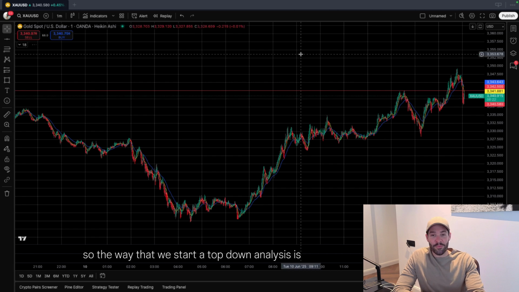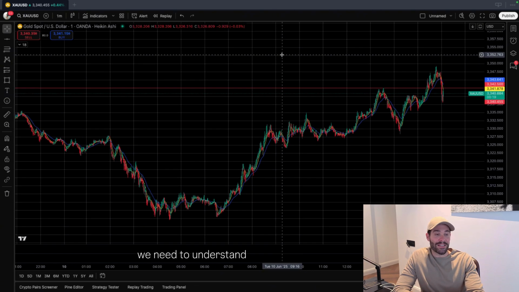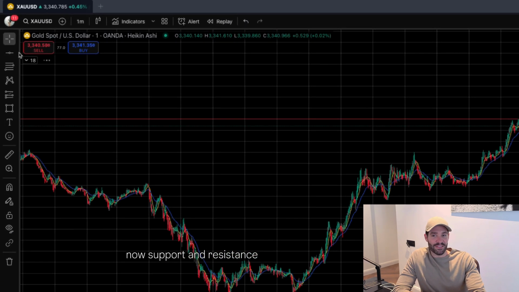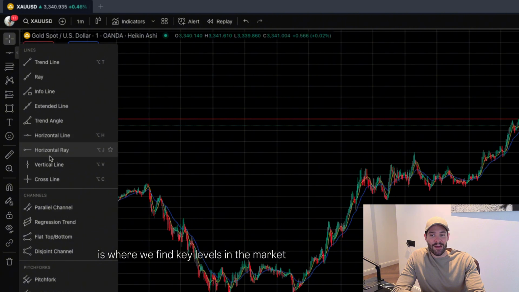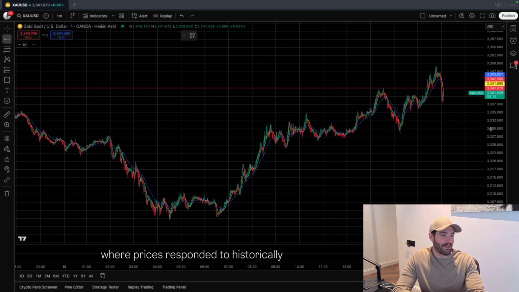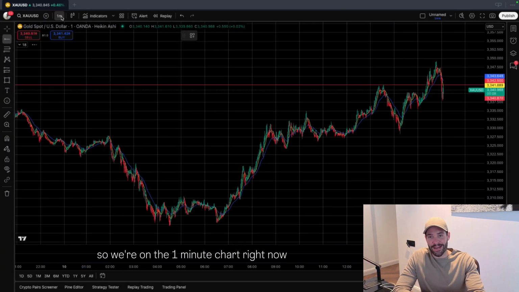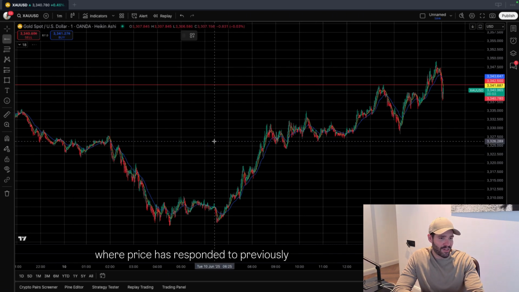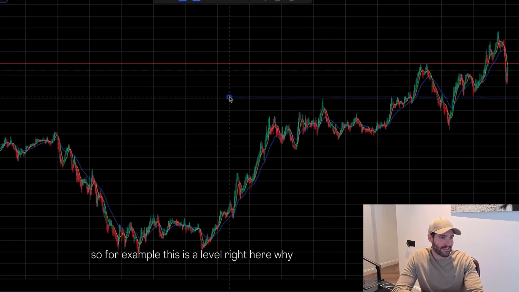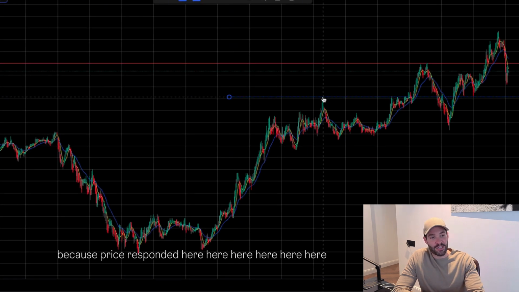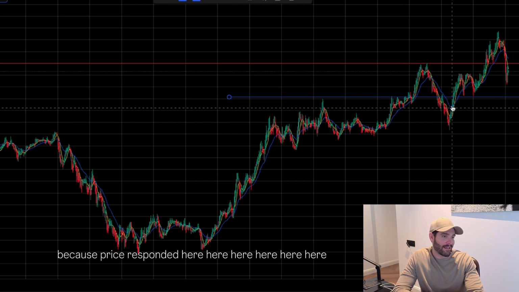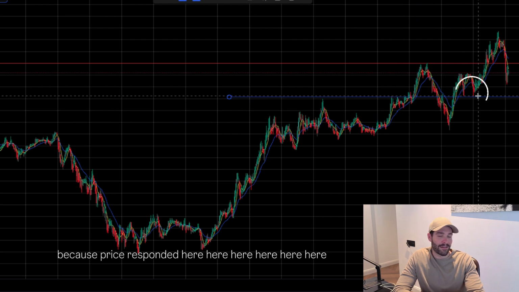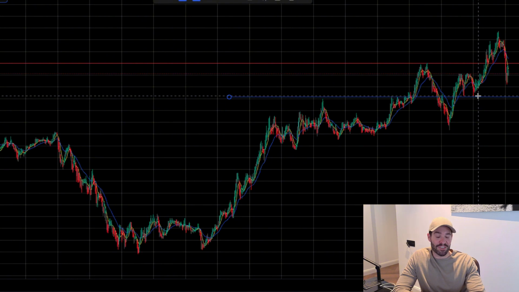So the way that we start a top-down analysis is we need to understand the principles of support and resistance. Now, support and resistance, if you don't know, is where we find key levels in the market where price has responded to historically. So we're on the 1 minute chart right now. And you can see it's basically just a way of us seeing where price has responded to previously. So for example, this is a level right here. Why? Because price responded here, here, here, here, here, here. It's basically showing us that price responds to the same point continuously over and over again.